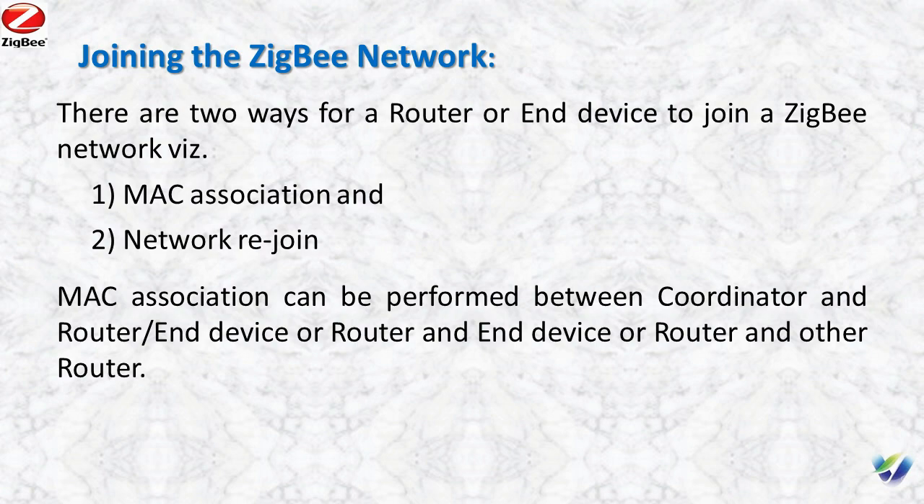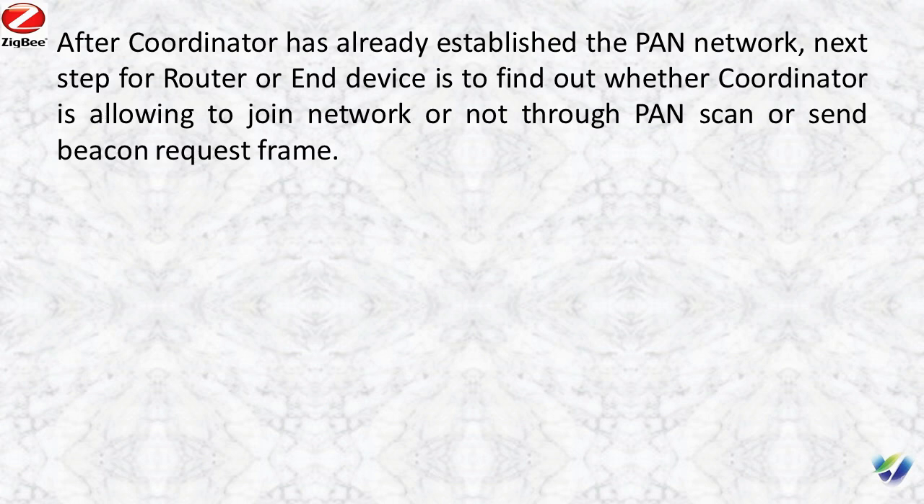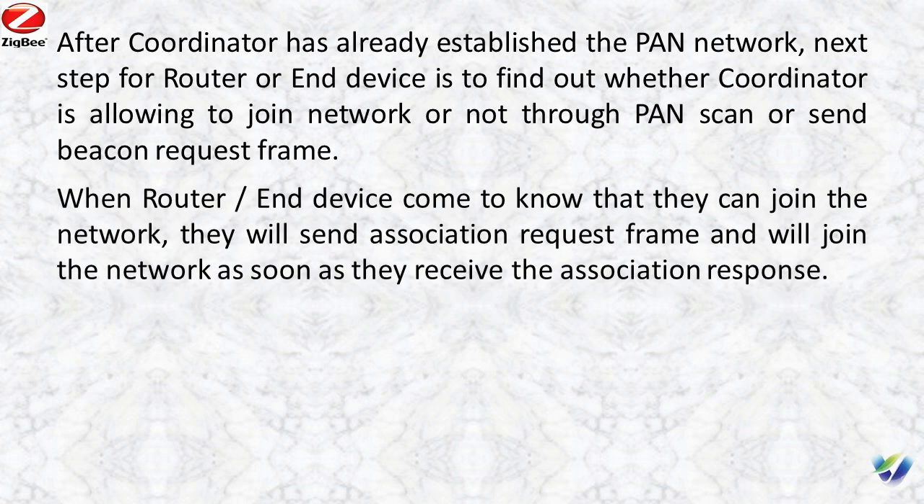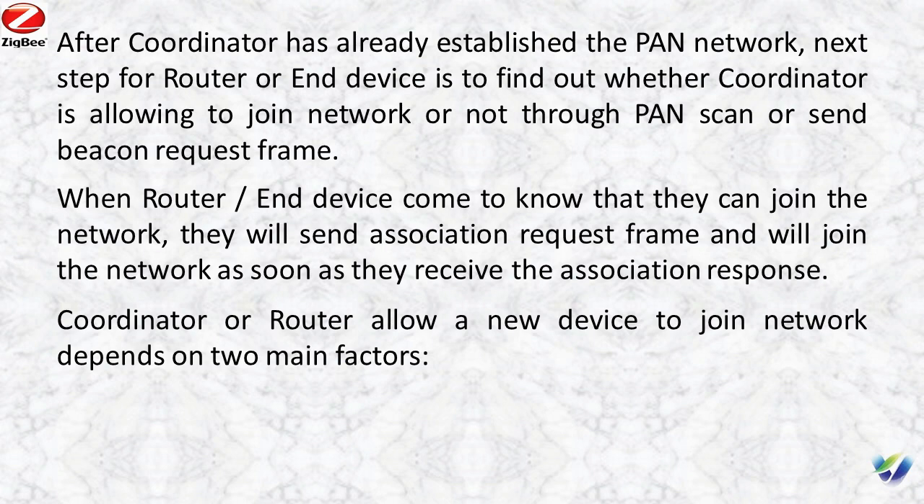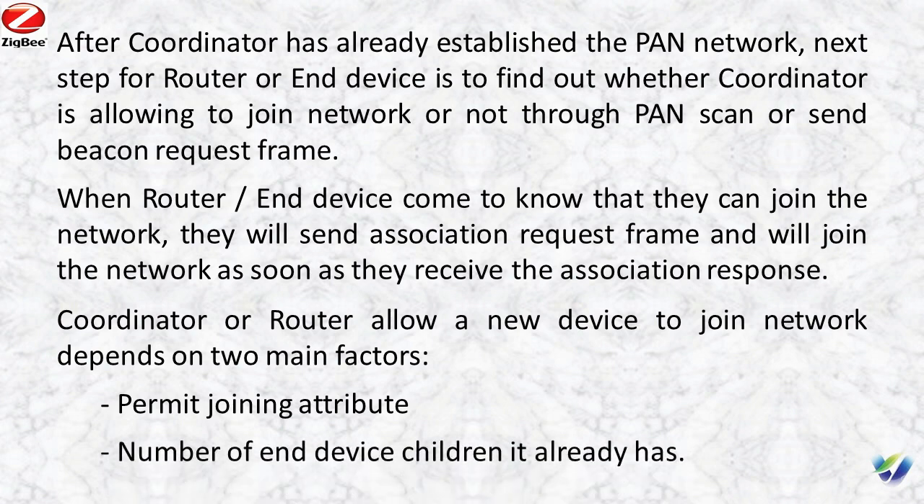another router. After the coordinator has already established the PAN network, the next step for a router or end device is to find out whether the coordinator is allowing joining the network or not, by PAN scan or by sending a beacon request frame. When a router or end device comes to know that they can join the network, they will send an association request frame and will join the network as soon as they receive the association response. Whether a coordinator or router allows a new device to join the network depends on two main factors: the permit joining attribute and the number of end device children it has.